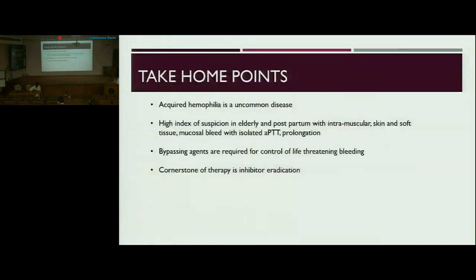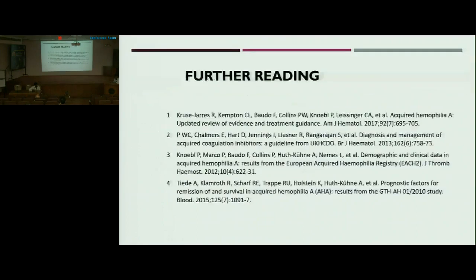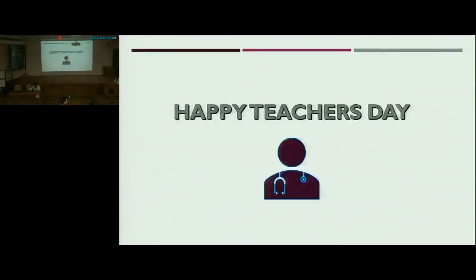Take-home points: acquired hemophilia is an uncommon disease. Keep a higher index of suspicion in the elderly and postpartum with intramuscular, skin, soft tissue or mucosal bleeding with isolated APTT prolongation. Bypassing agents are required for control of life-threatening bleeding. The cornerstone of therapy is inhibitor eradication. Further reading. Thank you, Dr.